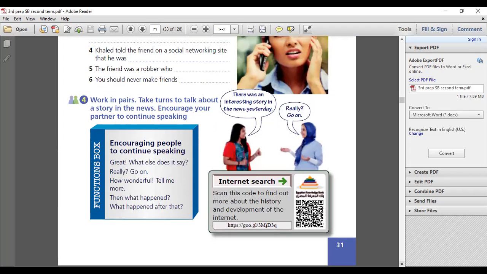Now, they encourage people to continue speaking. I say great. What else does it say? Really. Go on. How wonderful. Tell me more. Then what happened? What happened after that?